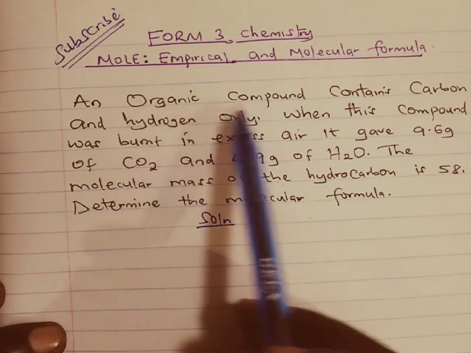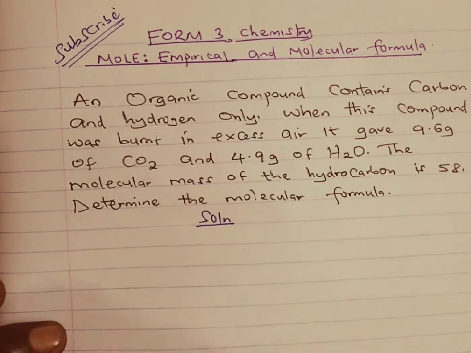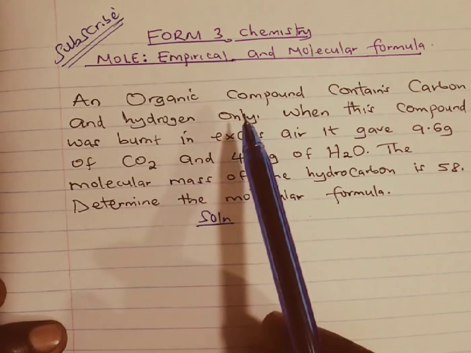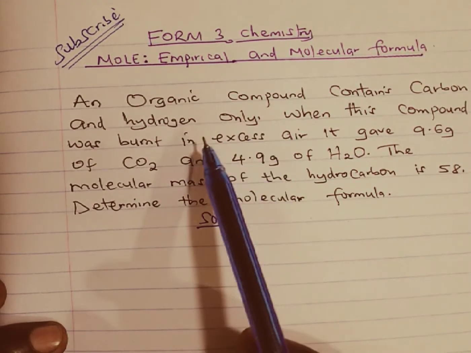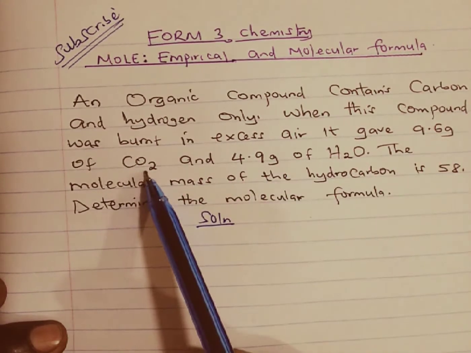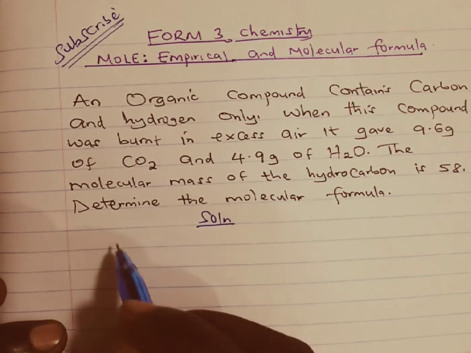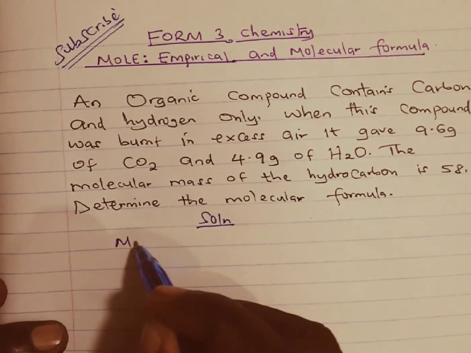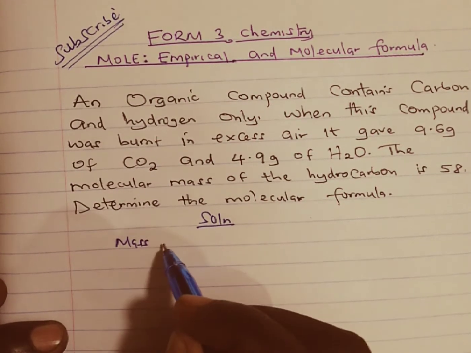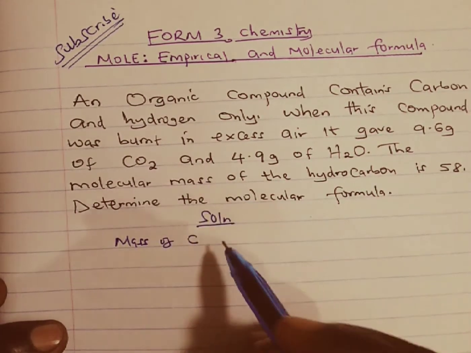An organic compound that contains carbon and hydrogen only, we call it a hydrocarbon. But when this hydrocarbon was burnt in excess air, it gave out 9.6 grams of carbon dioxide. So one thing that we are supposed to do is to calculate first the mass of carbon from carbon dioxide.